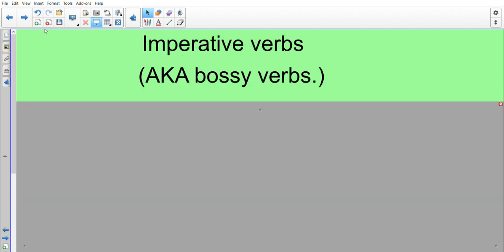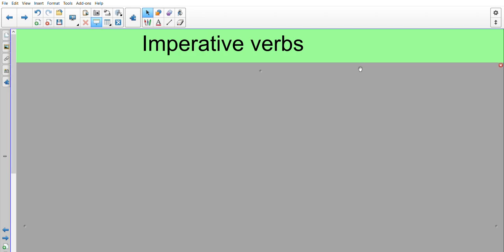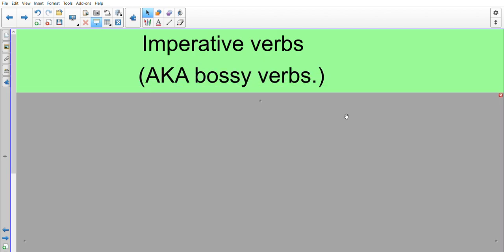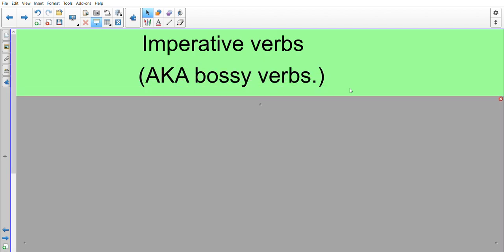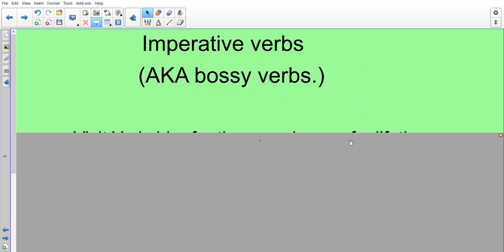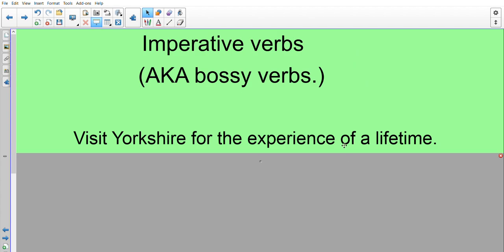Okay. So I just wanted to introduce one more persuasive feature that we didn't look at last week. It's something that you see lots in persuasive writing, and that is imperative verbs. Okay, so imperative verbs are also known as bossy verbs. Let's have a look at an example of one. Visit Yorkshire for the experience of a lifetime. Well, the imperative verb, it's just a verb where someone is telling you what to do.